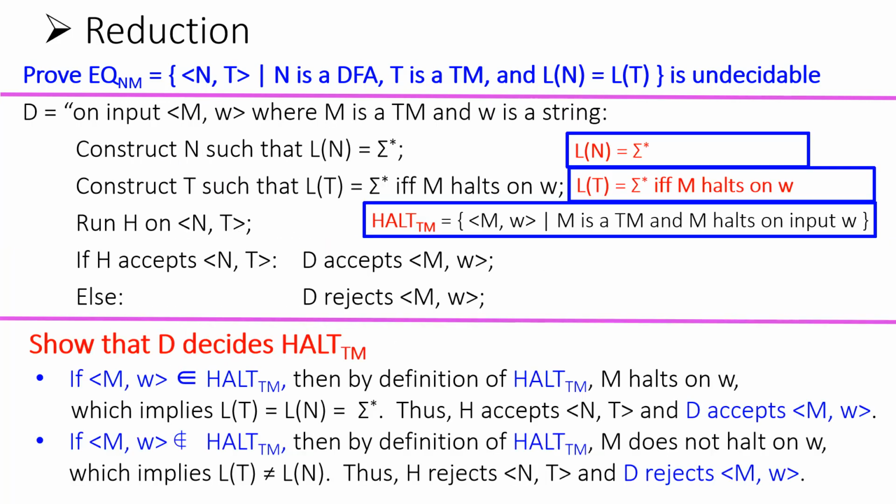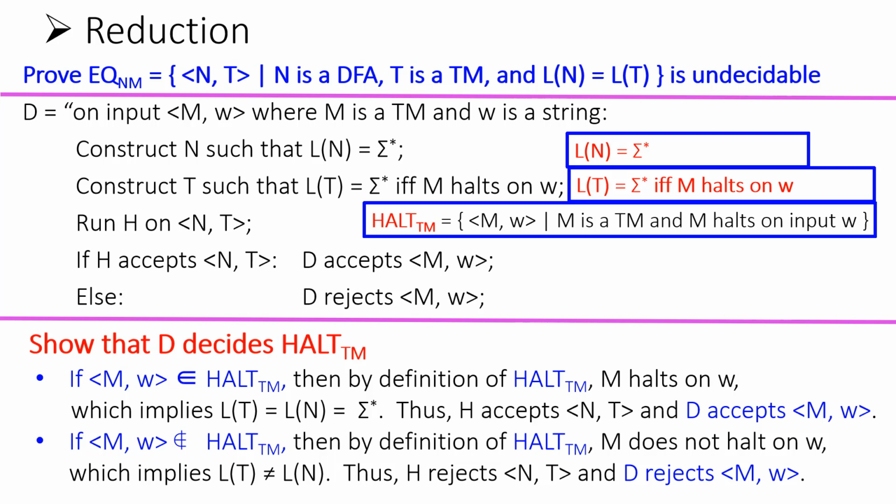Now we show that this constructed D actually decides HALT_TM. We analyze two cases, when a string is in HALT_TM and when a string is not in HALT_TM. So if ⟨M, w⟩ is in HALT_TM, then by definition of HALT_TM, M halts on w, which implies L(T) equals L(N) and they both equal sigma star. Thus, H accepts ⟨N, T⟩ and D accepts ⟨M, w⟩.